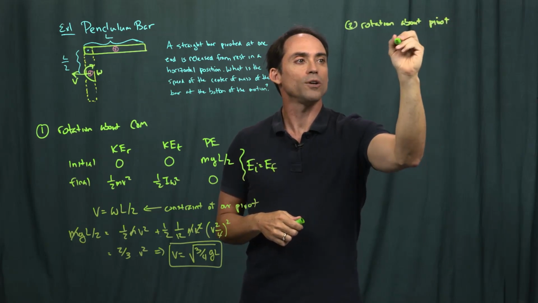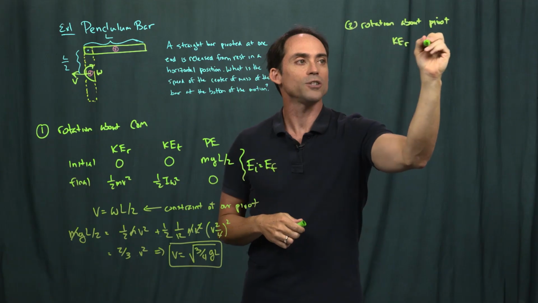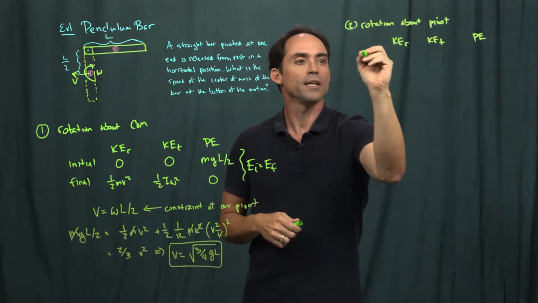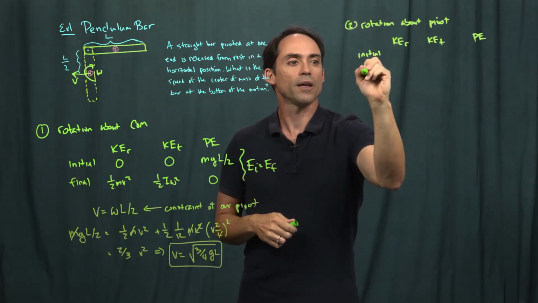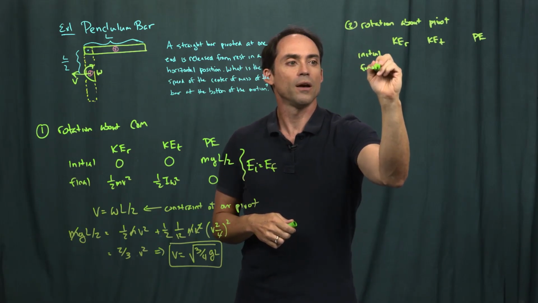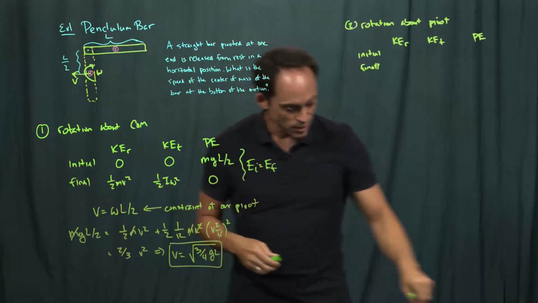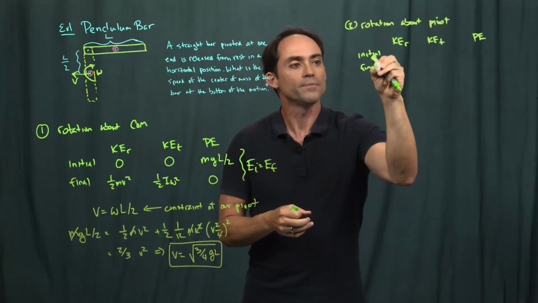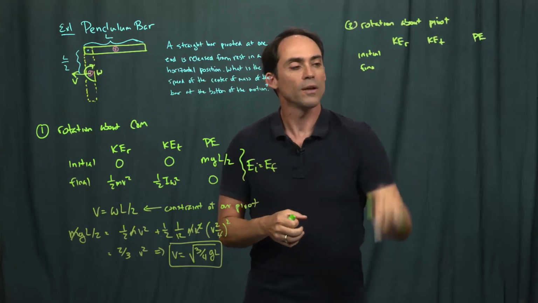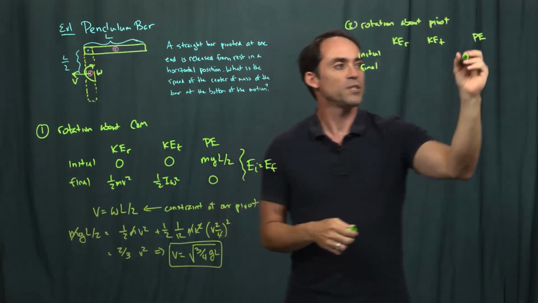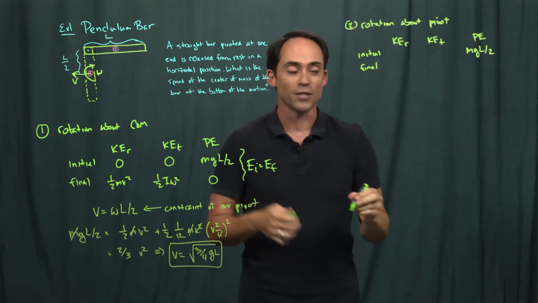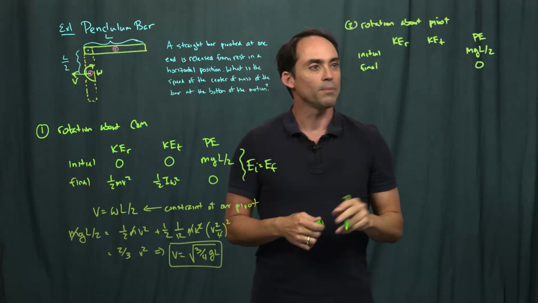Okay, so again, we're going to look at the kinetic energy of rotation, the kinetic energy of translation, and the total potential energy, initial and final. Potential energy doesn't change in this case. We still start with mgL/2 of potential energy in the gravitational field and end up with 0 at the bottom.